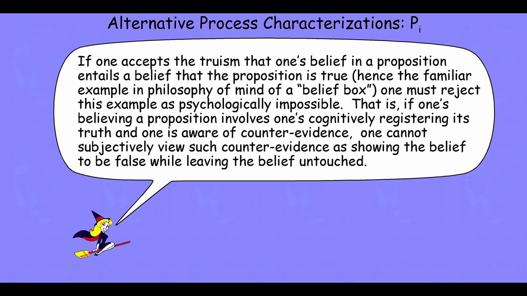So if you accept the truism that one's belief in a proposition entails the belief that the proposition is true, in other words, that you don't believe things that you think are false, then it seems like you're kind of compelled to reject BonJour's cases as psychologically impossible. That is, if believing a proposition involves cognitively registering its likely truth, then if one's aware of massive cogent counter evidence that would seem to make it obviously false, it doesn't seem like you would believe it in light of that perception. If you actually believe this isn't true, then it's hard to imagine that you would continue to believe it even though you acknowledge that it wasn't true.